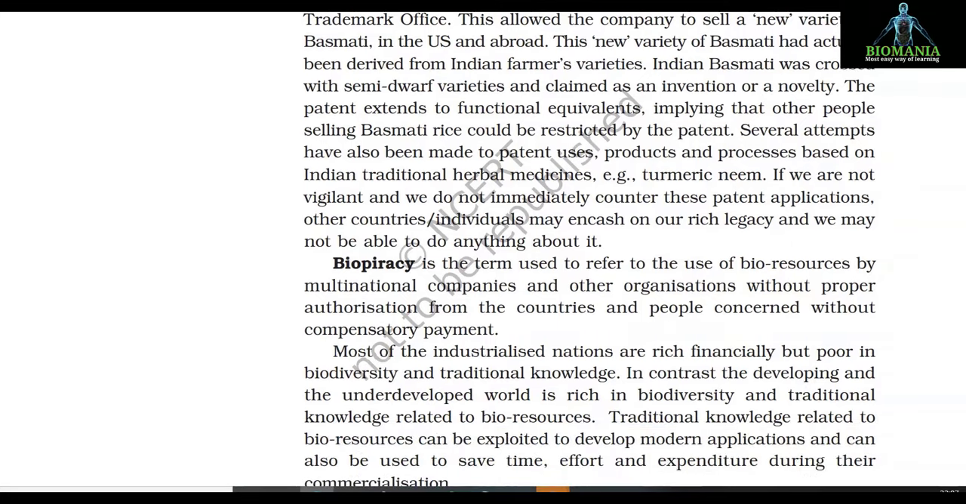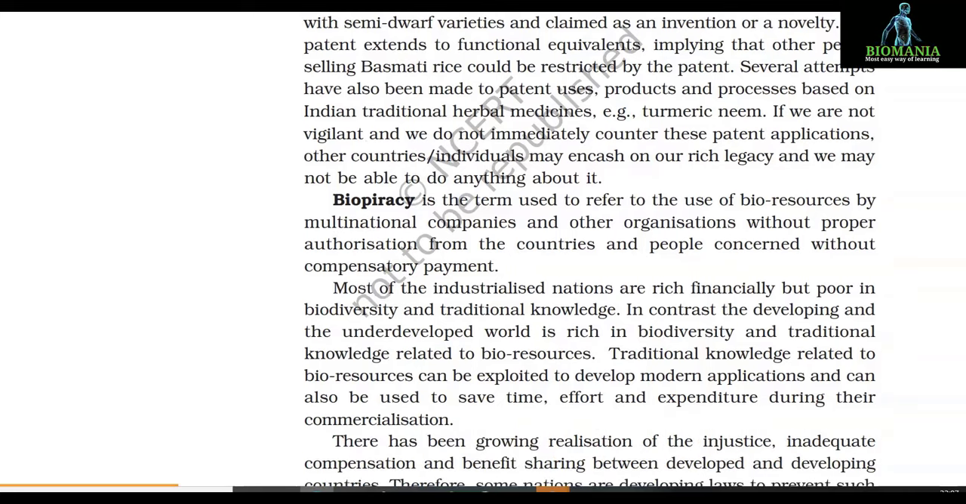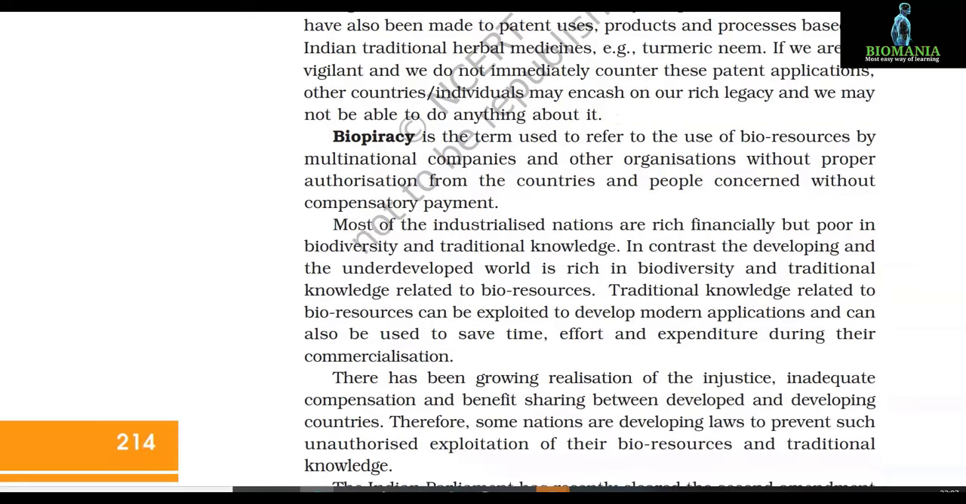Several attempts have also been made to patent uses, products and processes based on Indian traditional herbal medicines, for example turmeric and neem. If we are not vigilant and we do not immediately counter these patent applications, other countries' individuals may encash on our rich legacy and we may not be able to do anything about it.